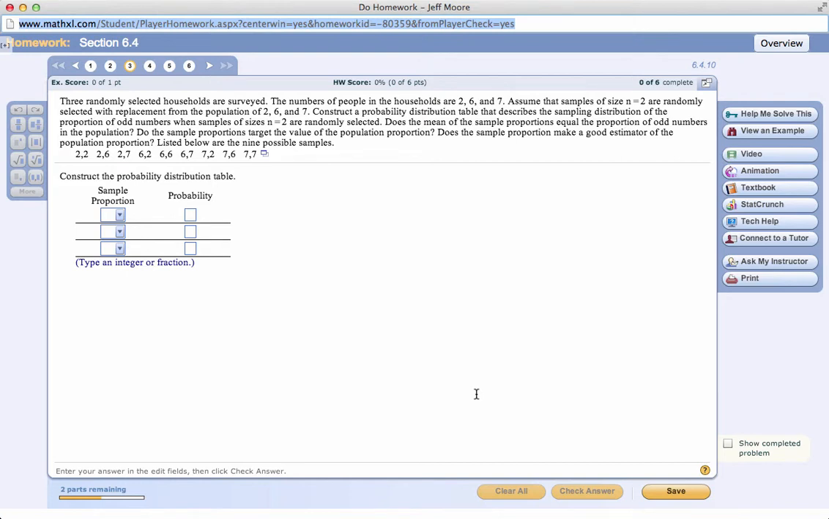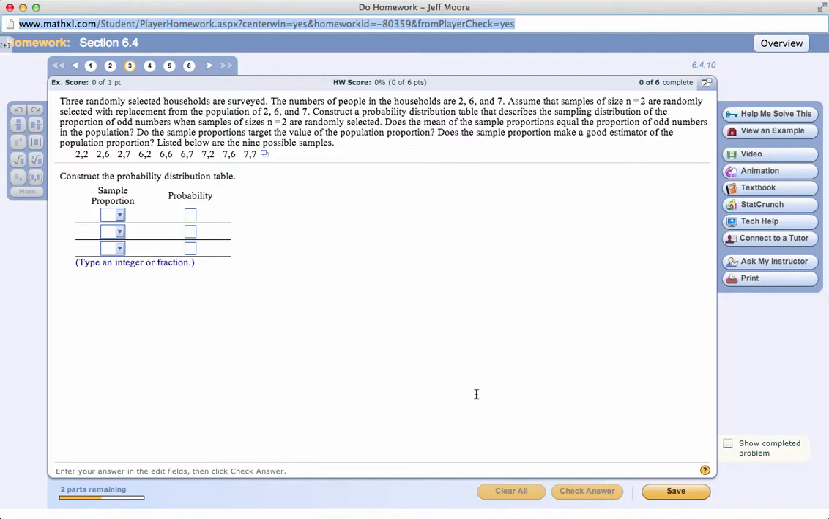Three randomly selected households are surveyed. The numbers of people in the households are 2, 6, and 7. Assume the samples of size n equals 2 are randomly selected with replacement from the population of 2, 6, and 7. Construct a probability distribution table that describes the sampling distribution of the proportion of odd numbers when samples of size n equals 2 are randomly selected.